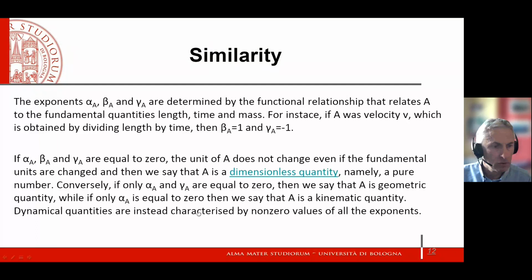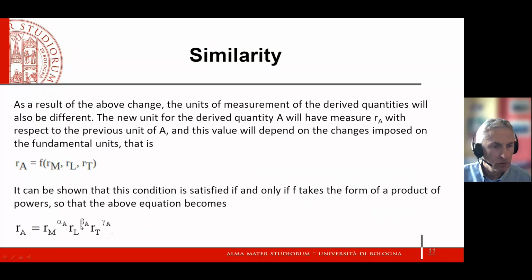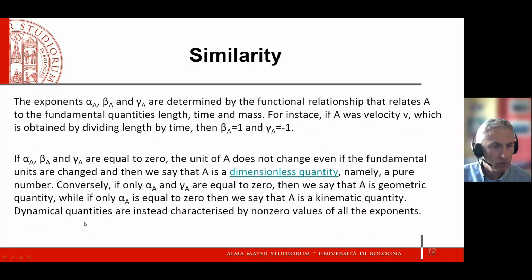So let me go back to the previous slide. You see here, beta A is the exponent of length, it's 1, if I want to compute the new unit of velocity. Gamma A is the exponent of time, and we divide by time when computing the velocity, so gamma A is minus 1. Alpha A is 0, because velocity is a kinematic quantity, and therefore I don't have the unit of mass in the unit of velocity.